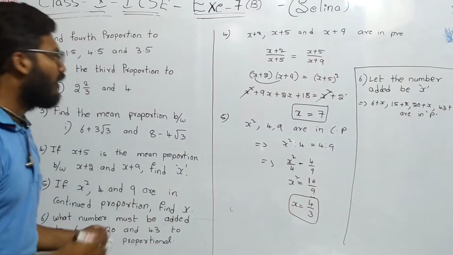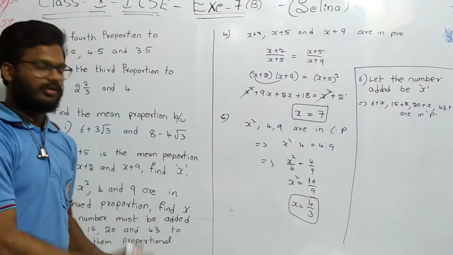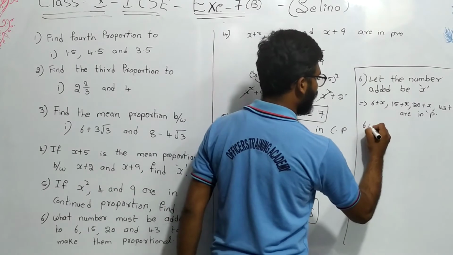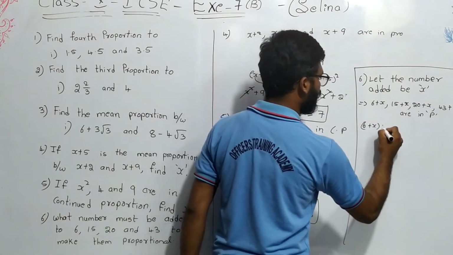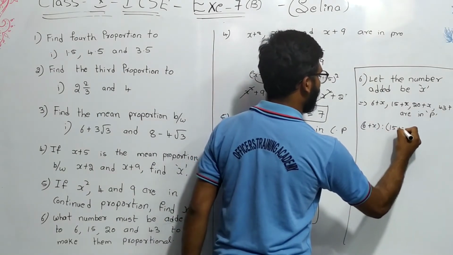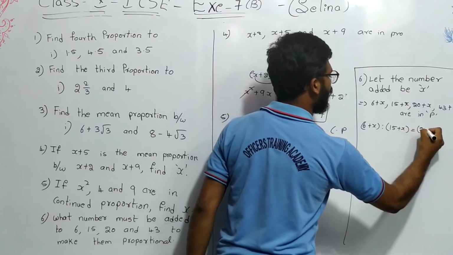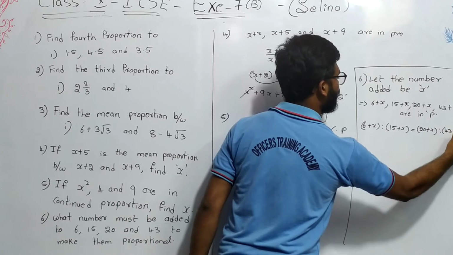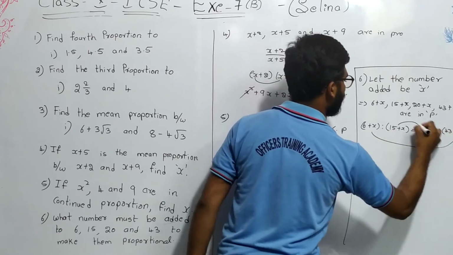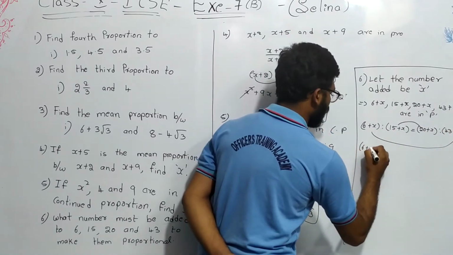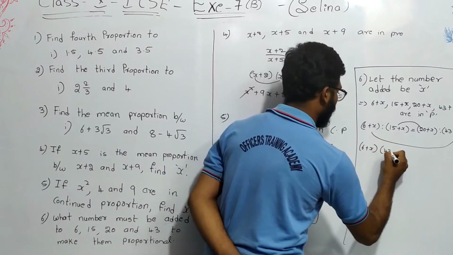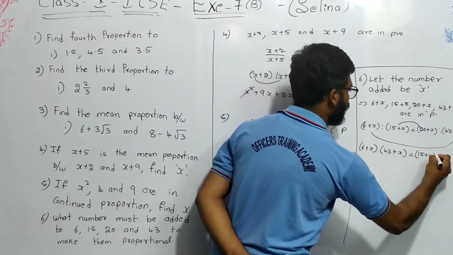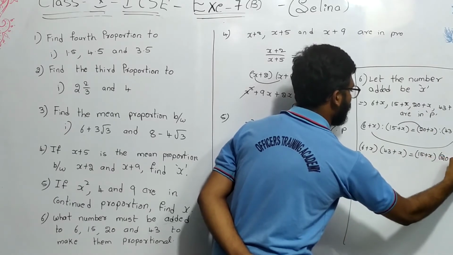We added the required number so that they are in proportion. So they are in proportion is nothing but 6 plus x is to 15 plus x is equal to 20 plus x is to 43 plus x, right? So product of extremes is equal to product of means. So (6 plus x) into (43 plus x) is equal to (15 plus x) into (20 plus x).